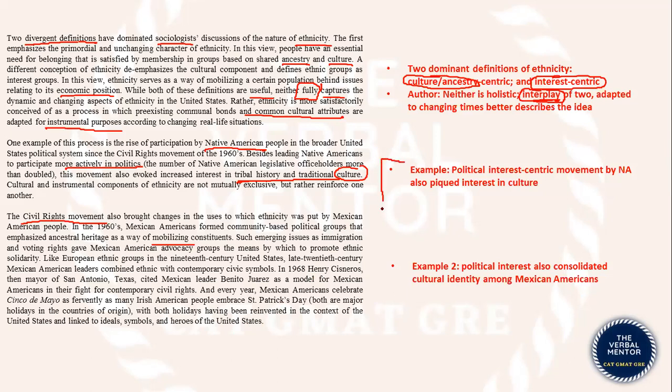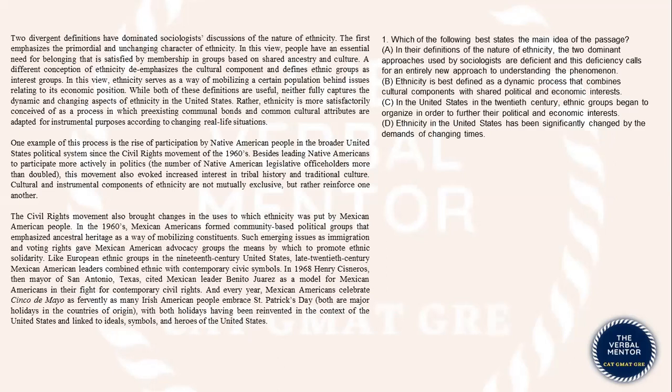Essentially, the central idea of the passage, therefore, is that there are two definitions, X and Y. Neither is sufficient alone. So it's a combination of the two definitions, X plus Y. While X focuses on the cultural component, Y focuses on the economic or other interest components. So it's a combination of the two components that makes up an ethnicity. With this basic understanding, we can look at the questions now.